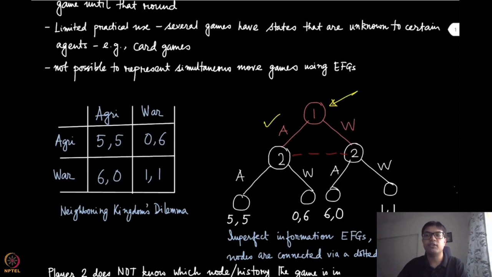So in order to incorporate that kind of situation into the extensive form game, so that the extensive form representation becomes as powerful as the normal form representation, what is done is this. The two specific histories, history A and history W, are two states of the game which are indistinguishable to player 2. And to represent that indistinguishability in this modified version of the extensive form game, we just connect these two histories with a dotted line. These two histories together form what is called an information set.